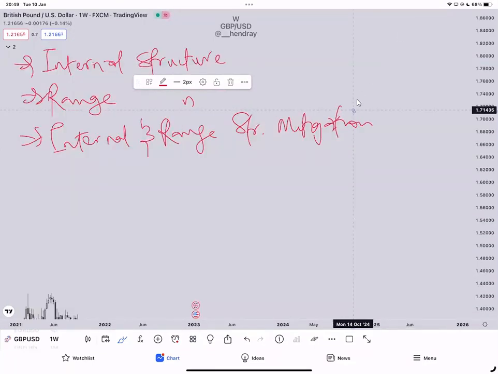All right. So internal structure, range structure, internal and range structure mitigation. Okay. So what is our internal structure? Let's say, for example, you have your structure range. Remember, range structure is different from structure range. Very, very important that you note that. Okay. So you have something like this.